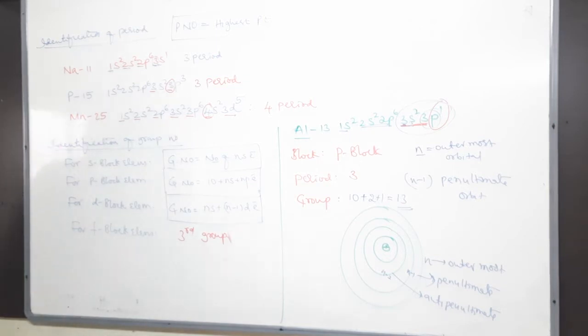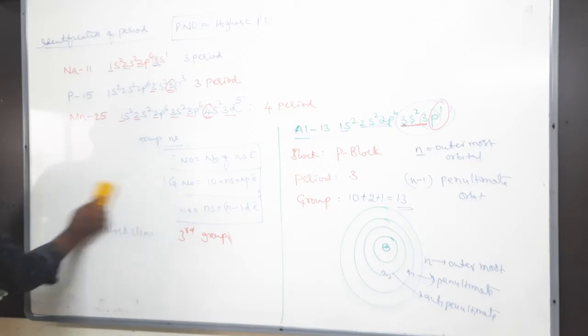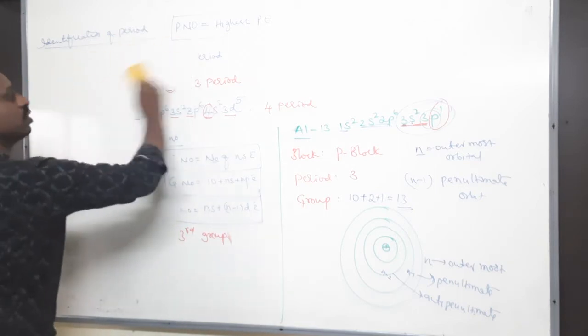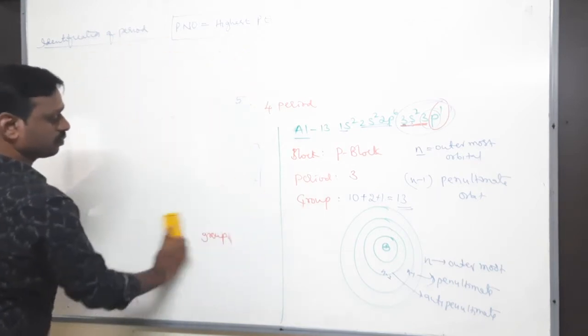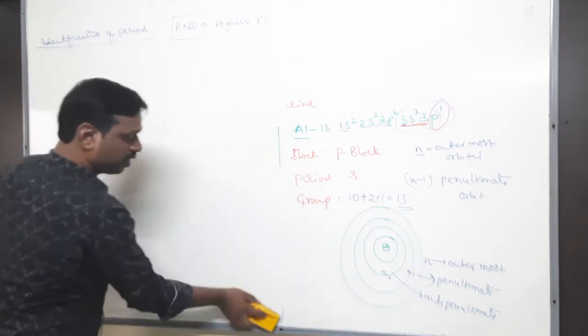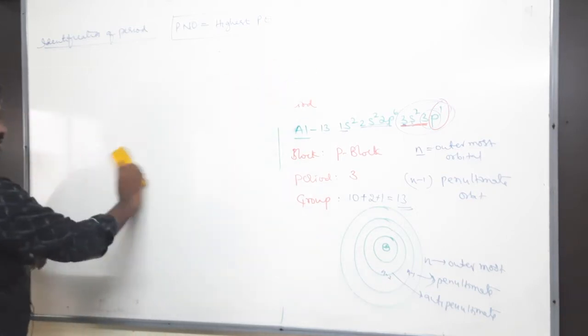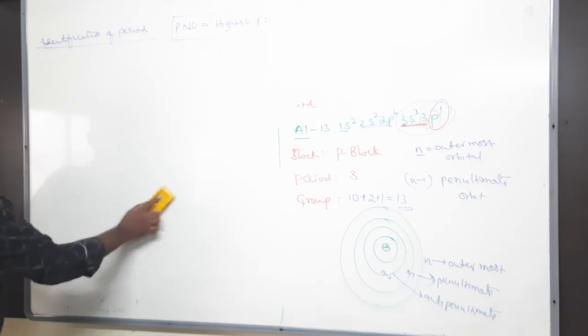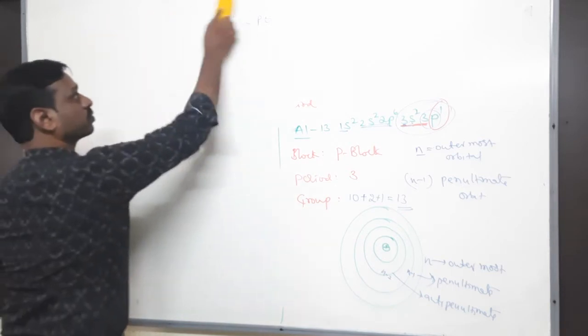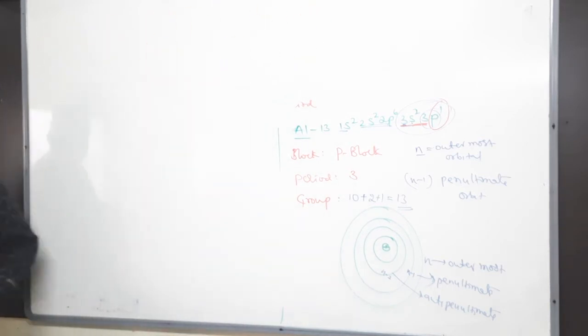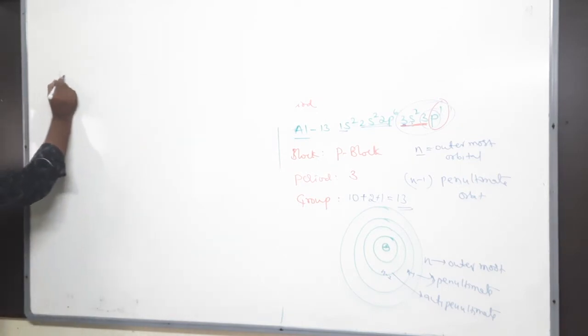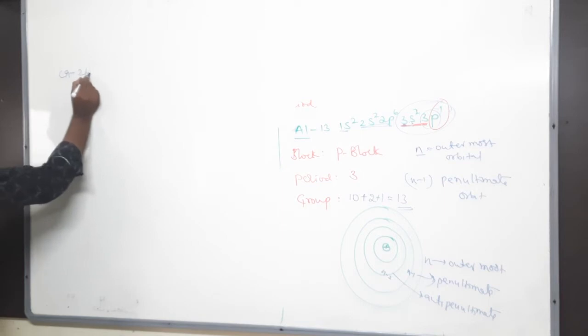Understand? One more. Take chromium. Identify the block, period, group number. Chromium. So what is the atomic number of chromium? 24.